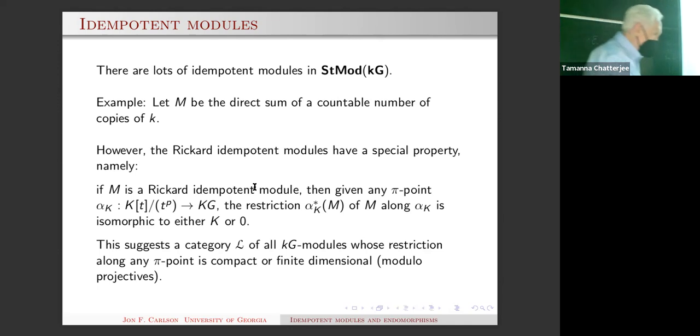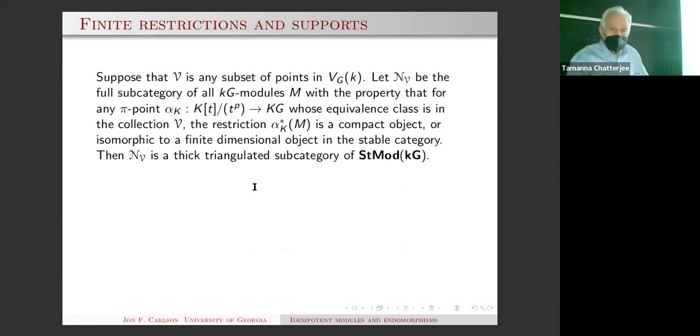Okay, this is a fairly large subcategory. It contains all of these idempotent modules, but it's certainly not everything. It's not closed under arbitrary coproducts, for example, because that would give you infinite things when you do this restriction. So, as I say, you can then use this to define other subcategories.